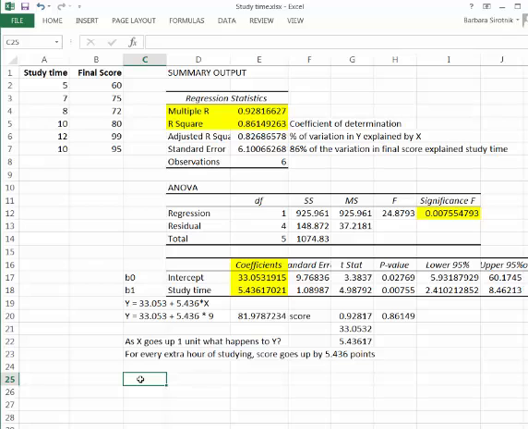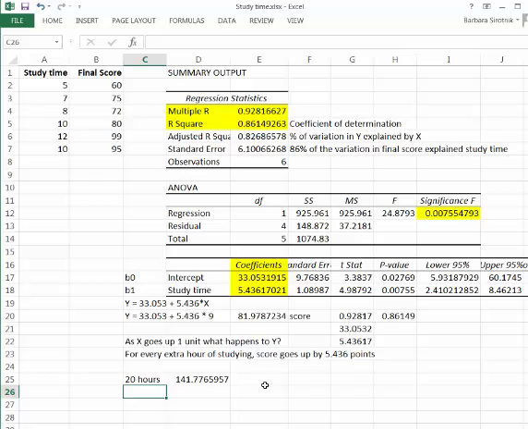Okay, I just lied. There is one more part of this problem that I'd like to look at. What if you have a person that decides to spend 20 hours studying? What would their score be? Well, that should be pretty easy, right? Equals intercept plus slope times 20. Not a problem, right? Okay, problem.